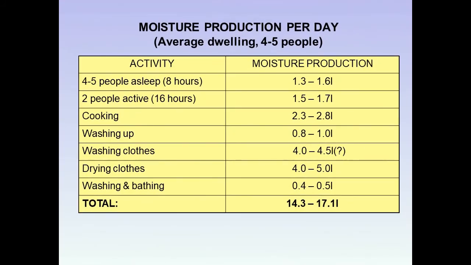And moisture production per day, average dwelling 4 to 5 people. Well, here we are, some figures. Total 14 to 17 litres per day. The only one I have disagreements with, or rather questionable, is washing clothes. I don't think that much water would come out of a washing machine. However, there we go, a family, 14 to 17 litres per day. Indeed, an individual can produce up to 9 litres per day. And we'll see this later on.